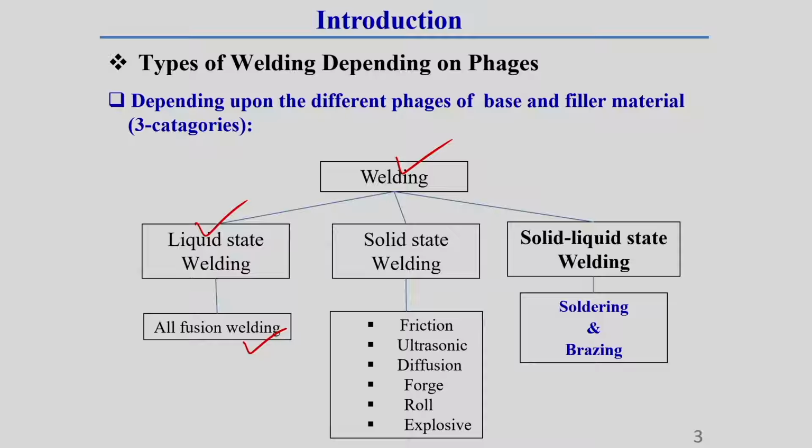Fusion welding techniques, what do you mean by fusion welding technique? That is very well known to you. Fusion welding techniques means where the temperature of the parent material or the base material goes beyond its melting point temperature. That means in this case the material becomes liquid. That is why these types of welding techniques are called liquid state welding techniques.